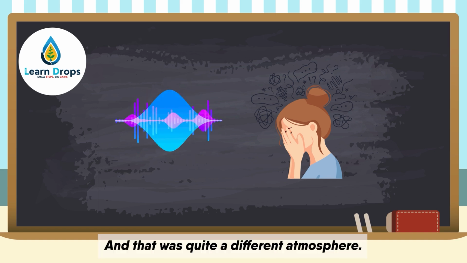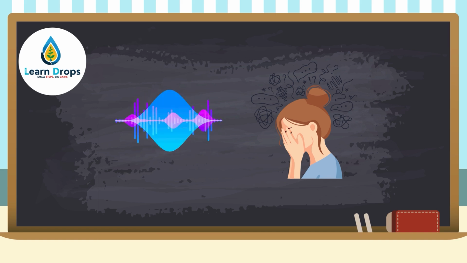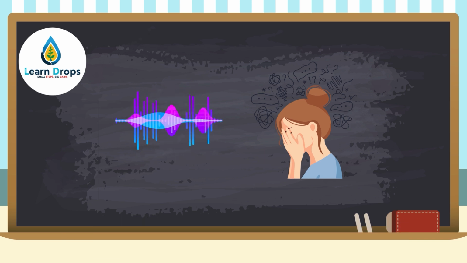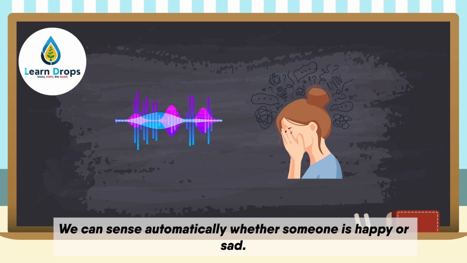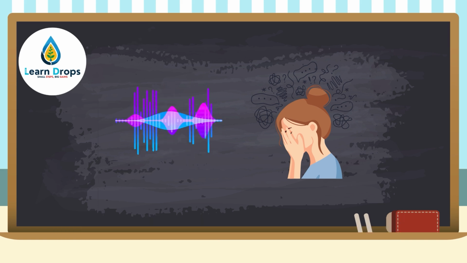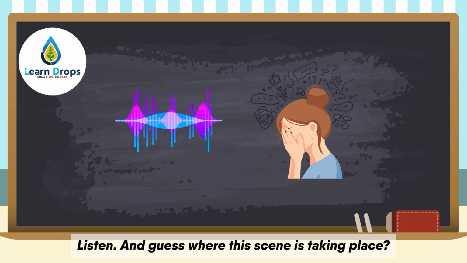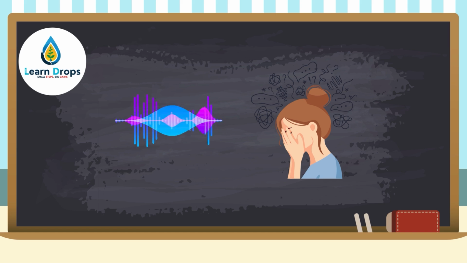And that was quite a different atmosphere. A woman was upset about something, and a friend was trying to comfort her. We can sense automatically whether someone is happy or sad. The next example is another scene from everyday life. Listen and guess where this scene is taking place.